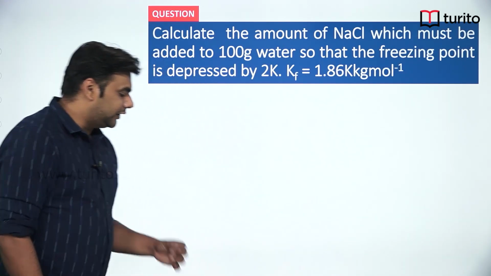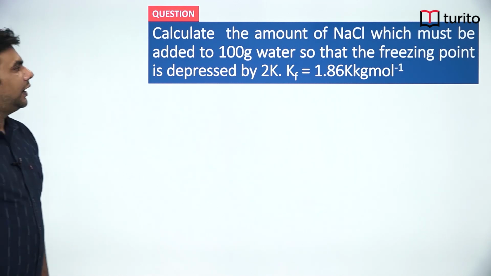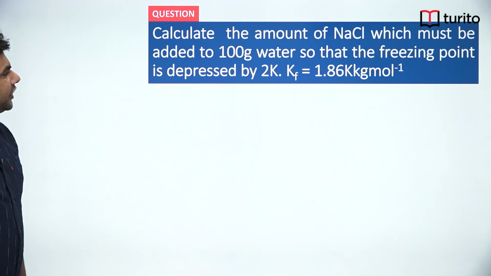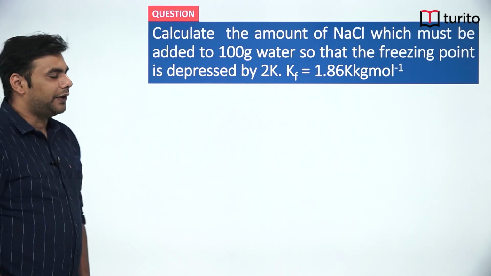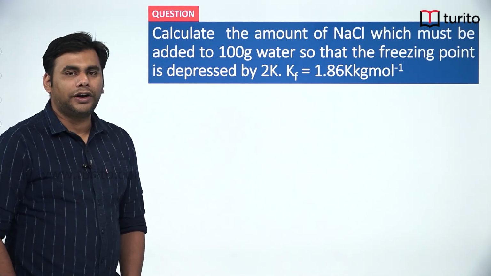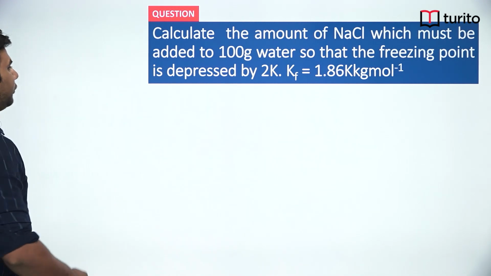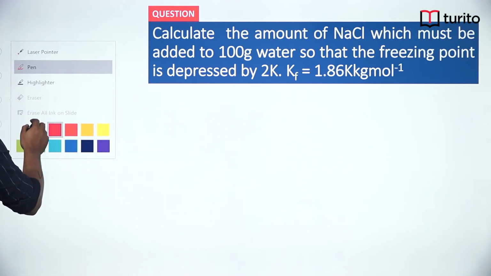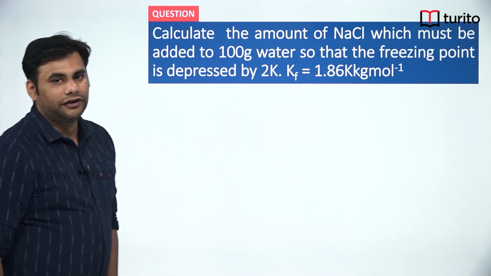Okay, so let us look at this question. This says: calculate the amount of NaCl which must be added to 100 gram of water so that the freezing point is depressed by 2 Kelvin. Kf of water is given as 1.86 Kelvin kg per mole. So we have to find the amount of NaCl. Basically this is a question of depression in freezing point.